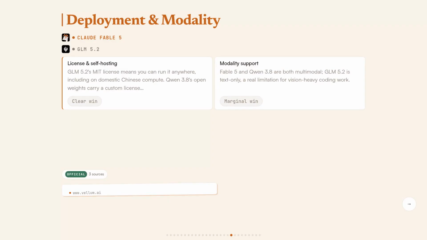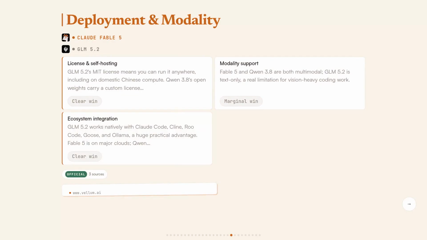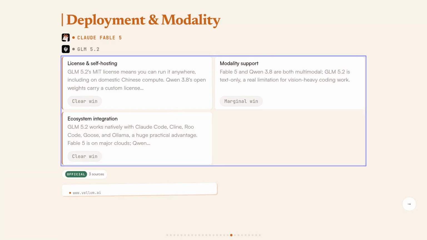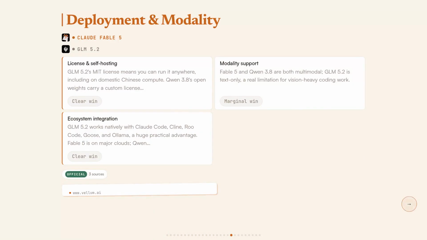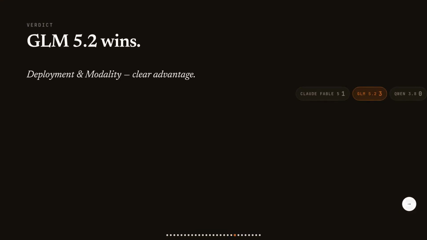Ecosystem is where GLM 5.2 pulls ahead again. It runs natively inside Claude Code, Cline, Roo Code, and Goose, on top of Day Zero support on Huawei Ascend hardware. Fable 5 lives across AWS, GCP, and Azure. So GLM 5.2 takes deployment and modality, and the scoreboard shifts its way.